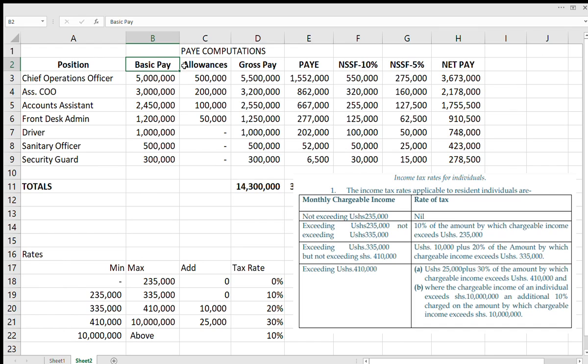When we get basic pay and add allowances to basic pay, we get gross pay. So basic pay plus all allowances gives gross pay. In Excel, if you want a formula, you start by typing equals, then basic pay, you select that amount, plus allowances, you select that amount, and you press enter.